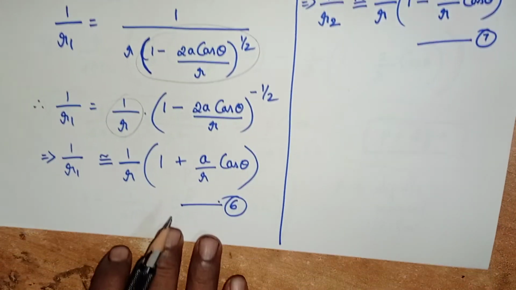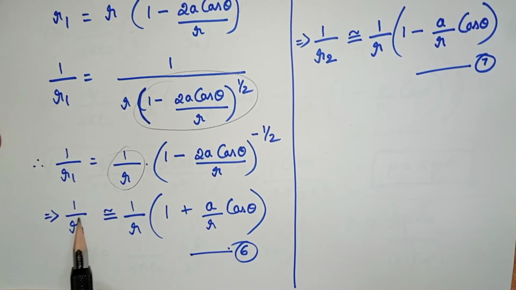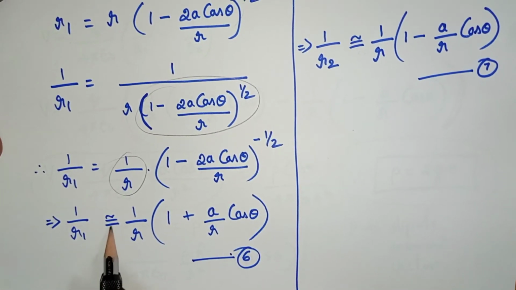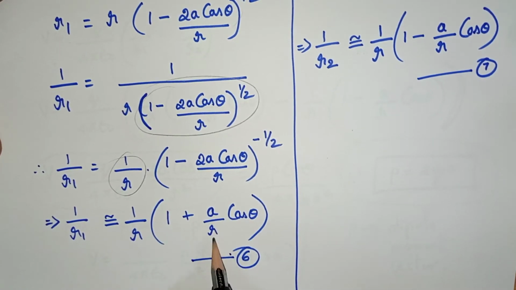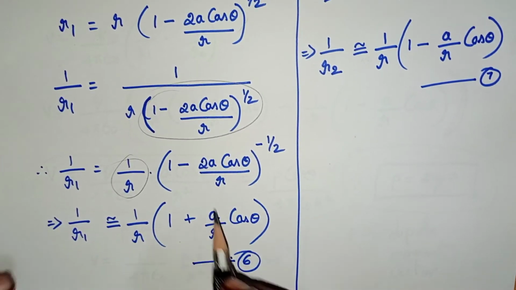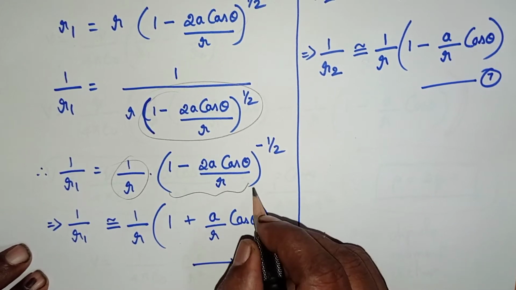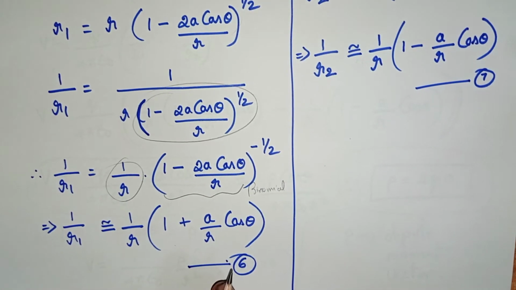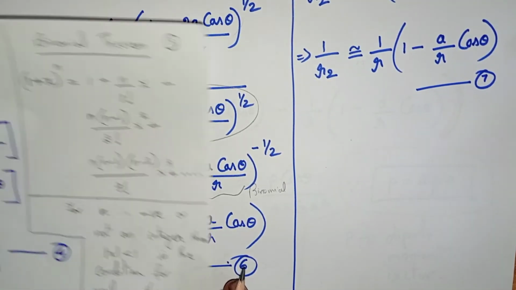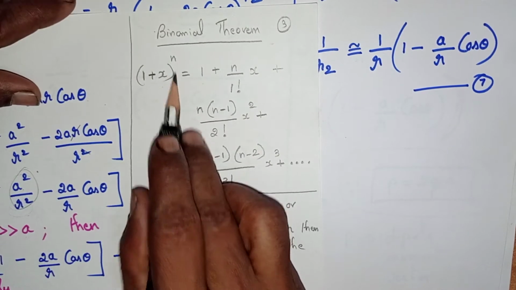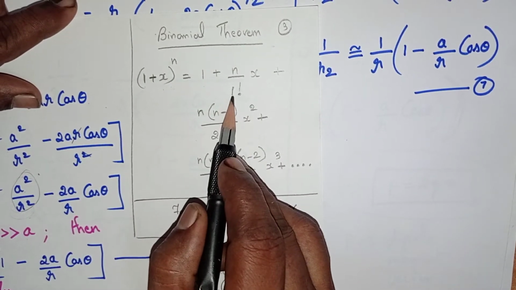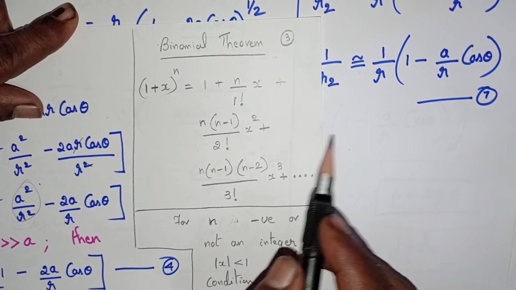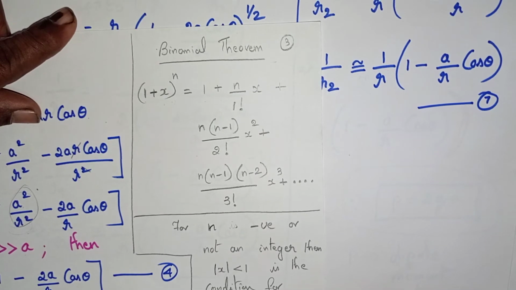So this implies 1 by r1 is approximately equal to 1 by r into (1 plus a by r cos theta). How are we getting this result? Because we are making use of that binomial theorem. In the binomial theorem we already saw that (1 plus x) power n is equal to 1 plus n divided by 1 factorial into x. So we are taking only the two terms, other terms are neglected just because the overall value is negligible.